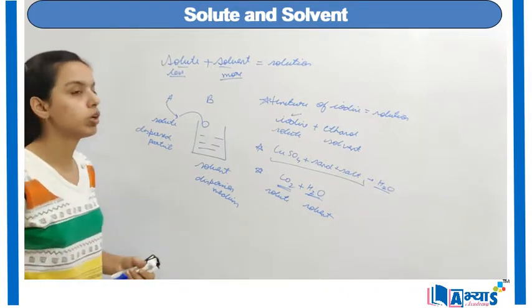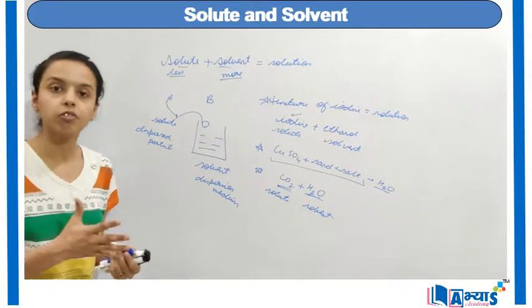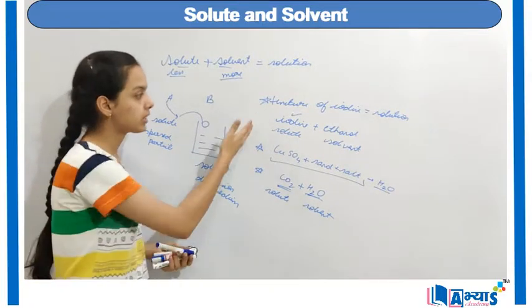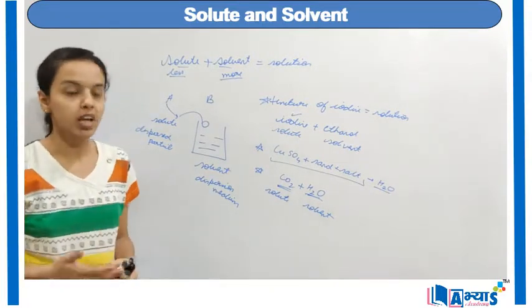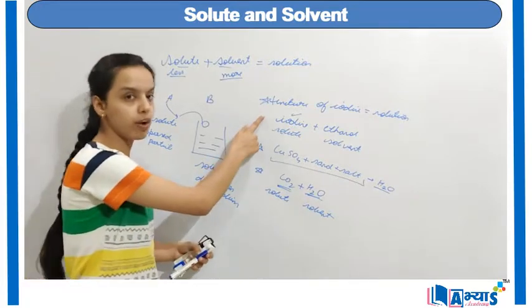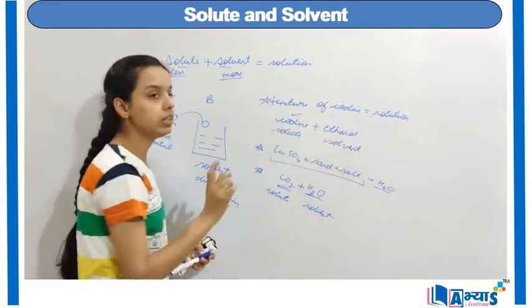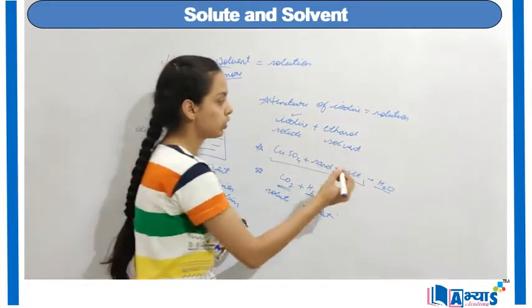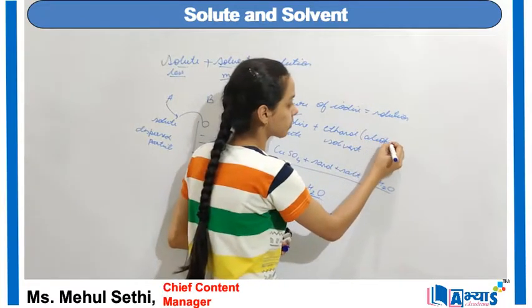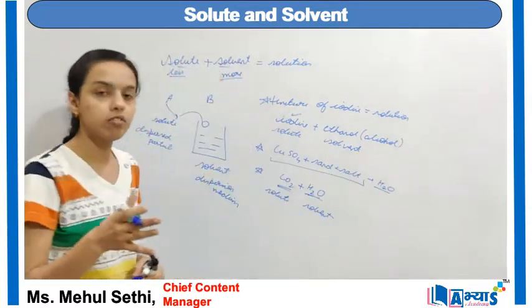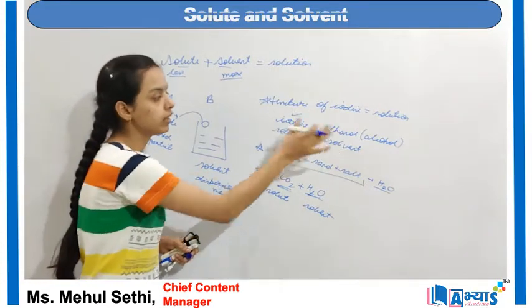This was the concept on solute and solvent, which together form a solution. And then we have discussed the examples of solute and solvent. The most important was the tincture of iodine, that is iodine mixed with ethanol. Ethanol is also referred to as an alcohol. So we can say that tincture of iodine is formed by iodine in alcohol.